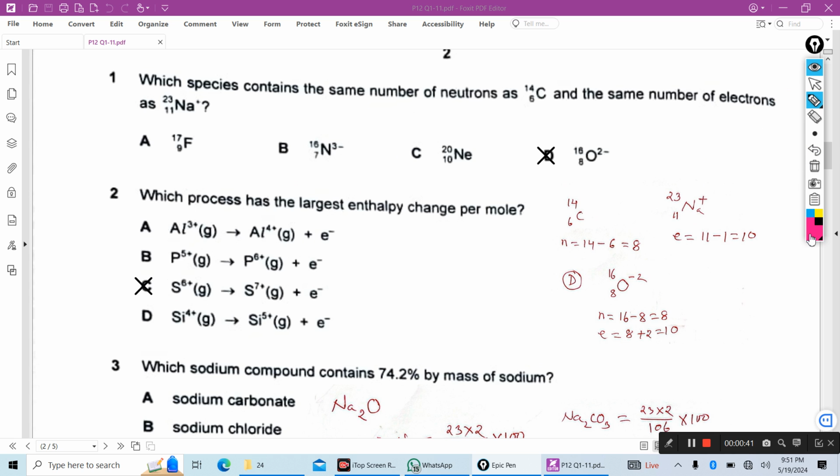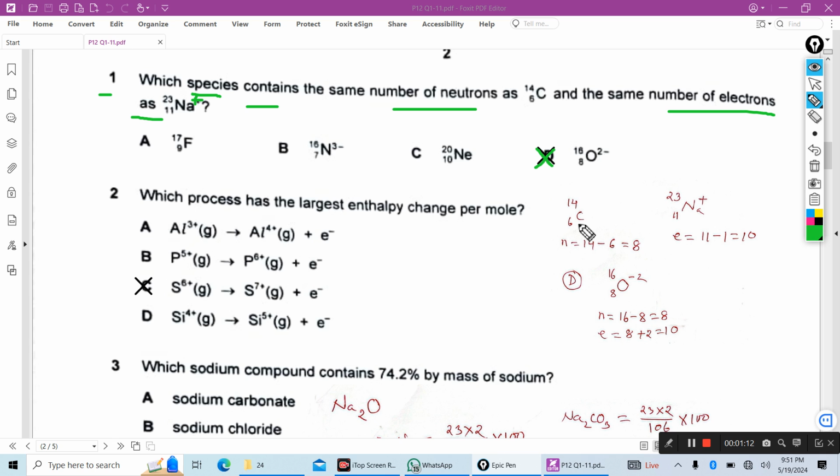Number 1. Which species contains the same number of neutrons as carbon-14 (6, 14) and the same number of electrons as sodium-23 (11, 23) plus? So this answer is D.